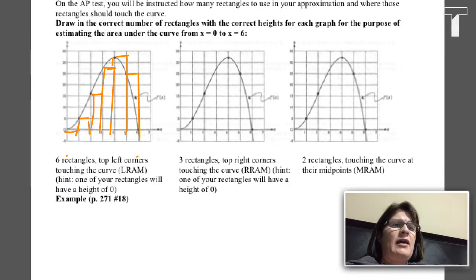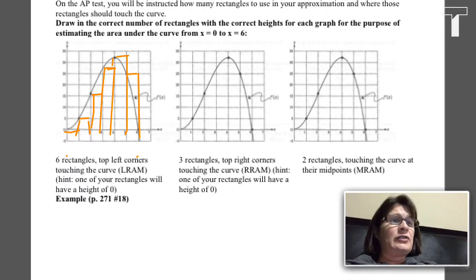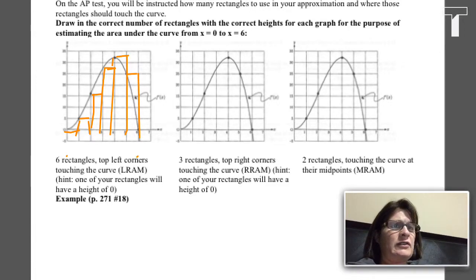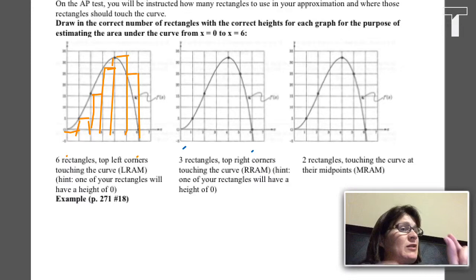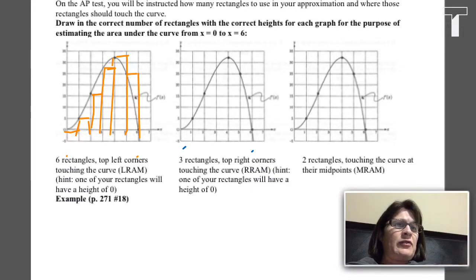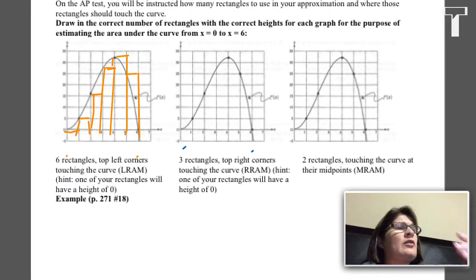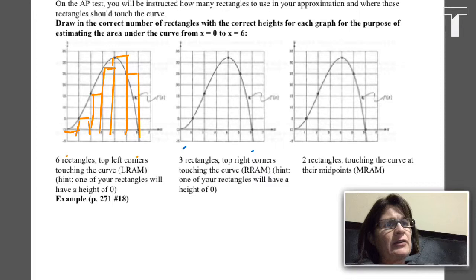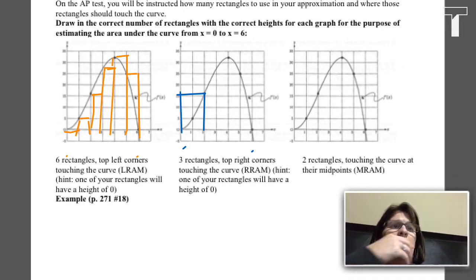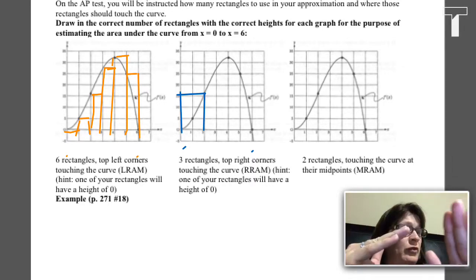For this one, I have been asked to put in 3 rectangles whose top right corners touch the curve. So 3 rectangles over an interval of 0 to 6. Each one's going to be 2 spaces wide. So my first rectangle is going to cover from 0 to 2. The right-hand side of that interval is 2. So I'm going to use a function value when x equals 2.